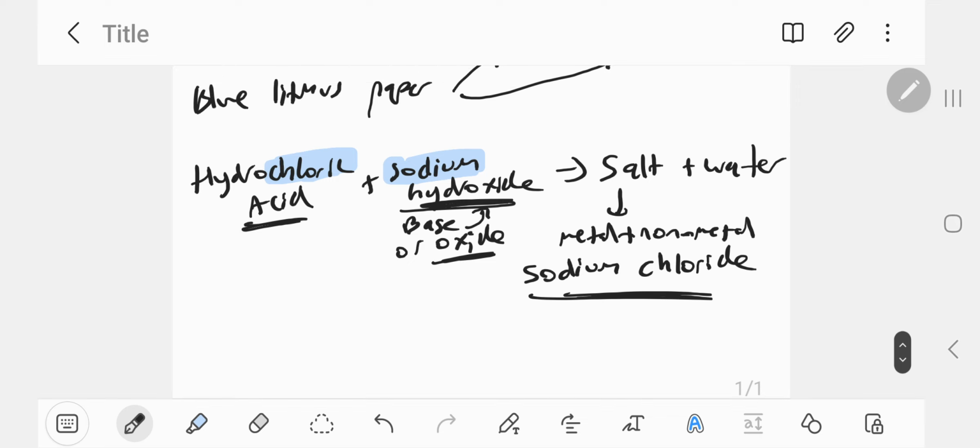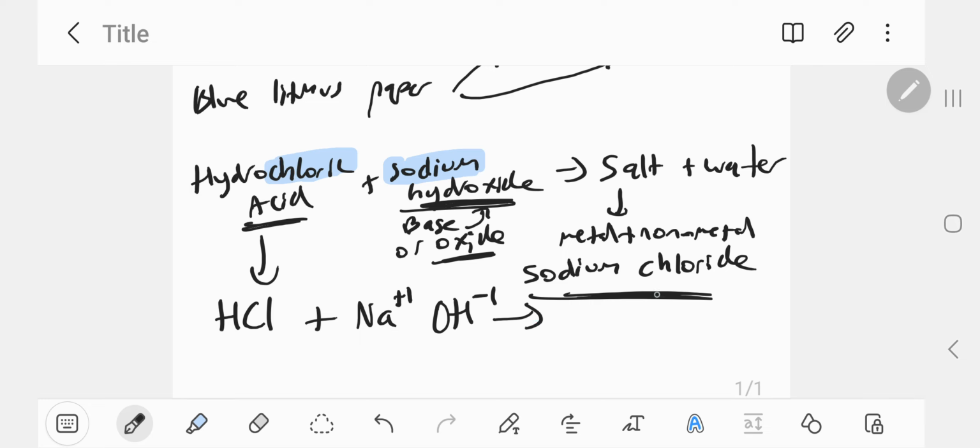That's an example of a neutralization reaction. In terms of chemical symbols, hydrochloric acid, you have to memorize this. It's HCl. H for hydro, chloric is Cl. Hydrochloric acid plus sodium hydroxide. You write the ions first. Sodium is Na+1, it's in group 1. Hydroxide is OH-1, if you recall. It's a polyatomic ion. Makes sodium chloride.